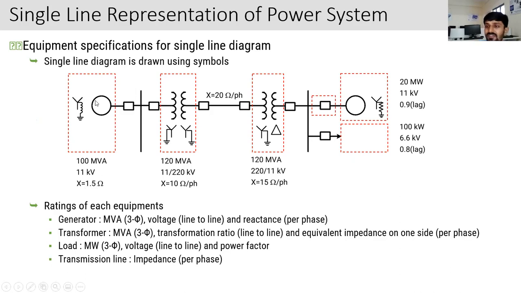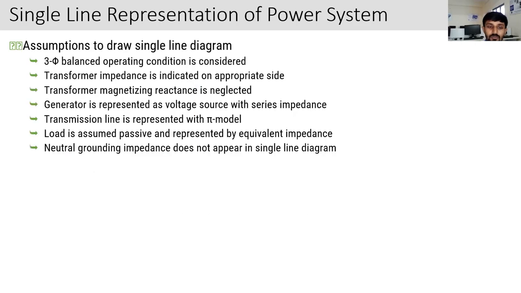But when the neutral is directly grounded, it does not matter what the x value, impedance or reactance value, we have to denote. So whenever the neutral is grounded, the single line diagram does not need to denote this grounding. But if the neutral is grounded through some impedance, reactance, or resistance, then we need to denote the value of that impedance, reactance, or resistance.